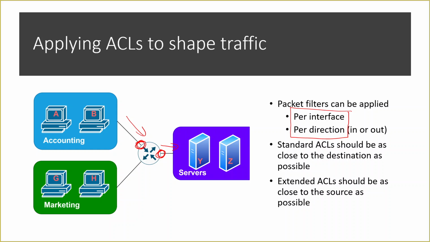So I could put an access control list on either the inbound accounting side or the outbound server side. I do have to be a little bit careful because I can have, in general, only one access control list on either of those interfaces and directions. So therefore, I have to make sure that all of the traffic I want to manage is included in that one set of access control lists.